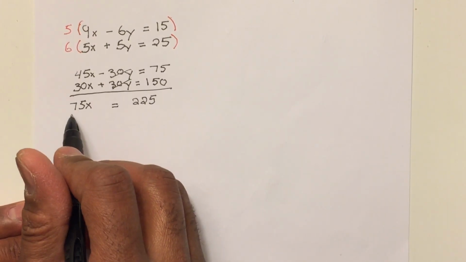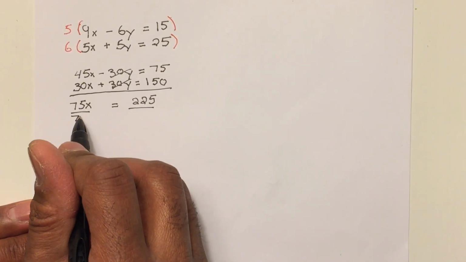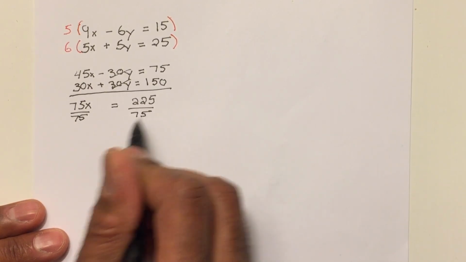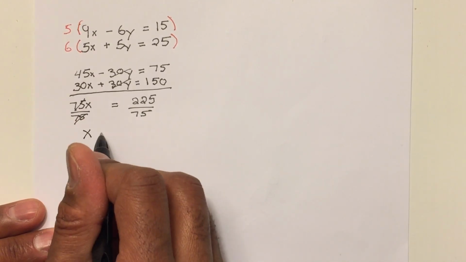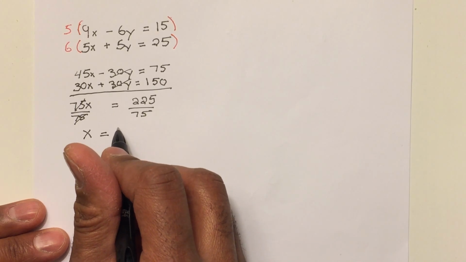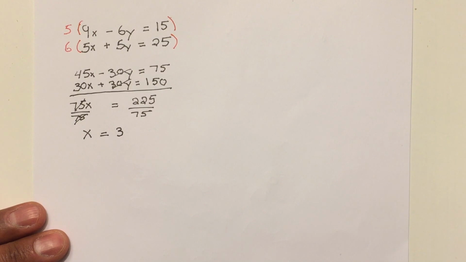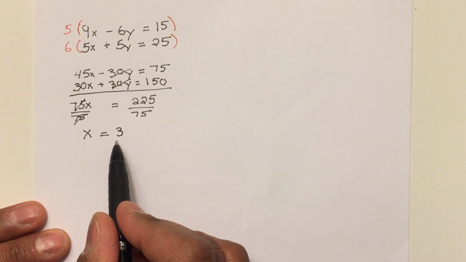Now we just need to get the x by itself. Since it's multiplied by 75, we want to divide both sides of this equation by 75. We can simplify the 75 here. Now the x is by itself like we wanted. And if we divide 225 by 75, we get 3. Now we're not finished because we need both variables. We've got the x, but we also need the y. But this is important because now we're going to be able to write 3 whenever we see x.